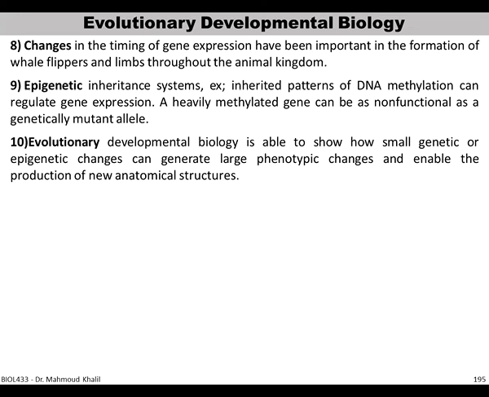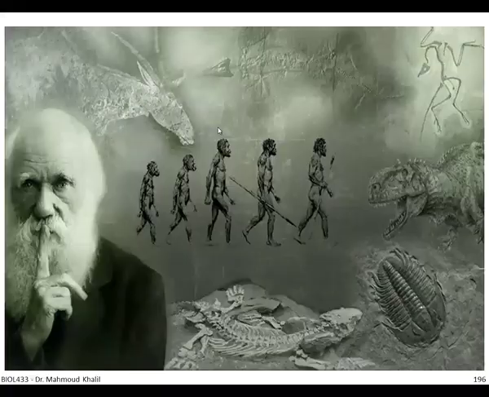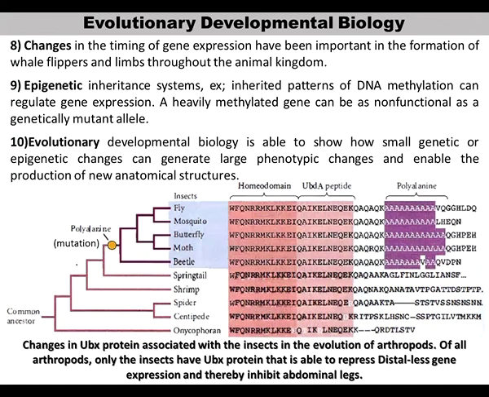Evolutionary developmental biology is able to show how small genetic or epigenetic changes can generate large phenotypic change and enable the production of new anatomical structures, as we can see from this figure. In this figure, we have a Ubx protein phylogeny through the arthropods. So Ubx protein is responsible for the suppression of legs in the abdomen.